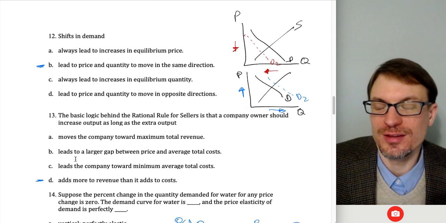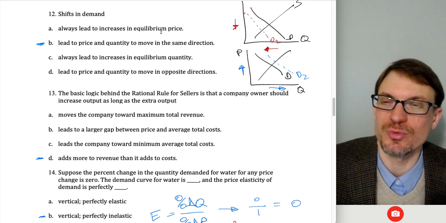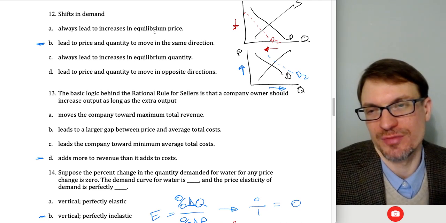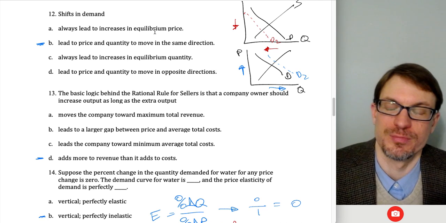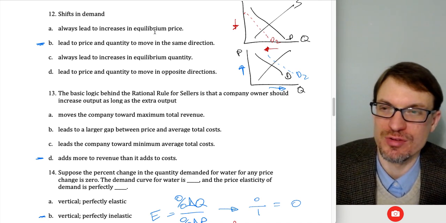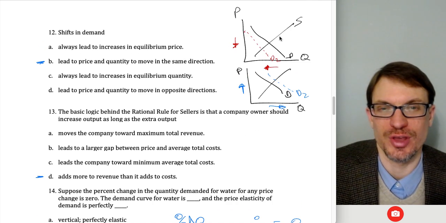Shifts in demand always lead to increases in the equilibrium price. No, because it could get swamped. No. So no, because a leftward shift is good. I was going to say it could get swamped by the supply, but no, because a leftward shift in demand would give us a decrease in price. Lead to price and quantity to move in the same direction. Yeah, we can reinforce that with a picture here.